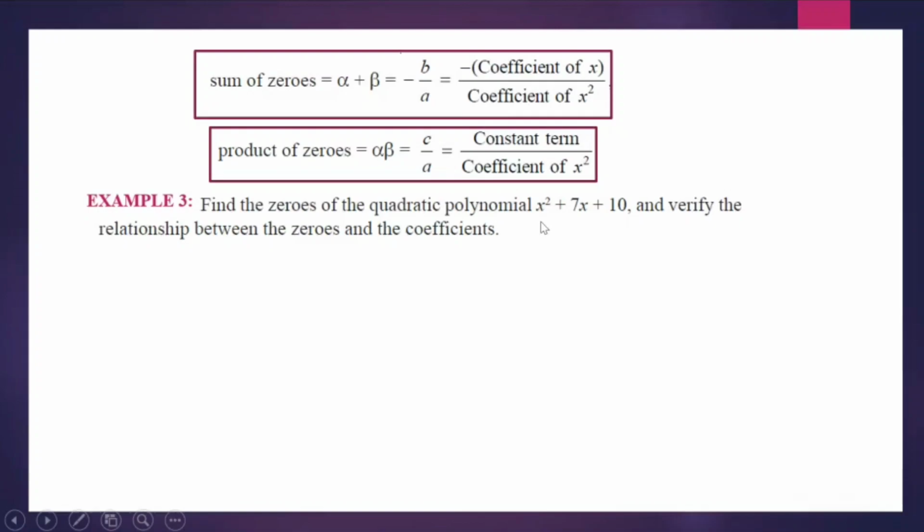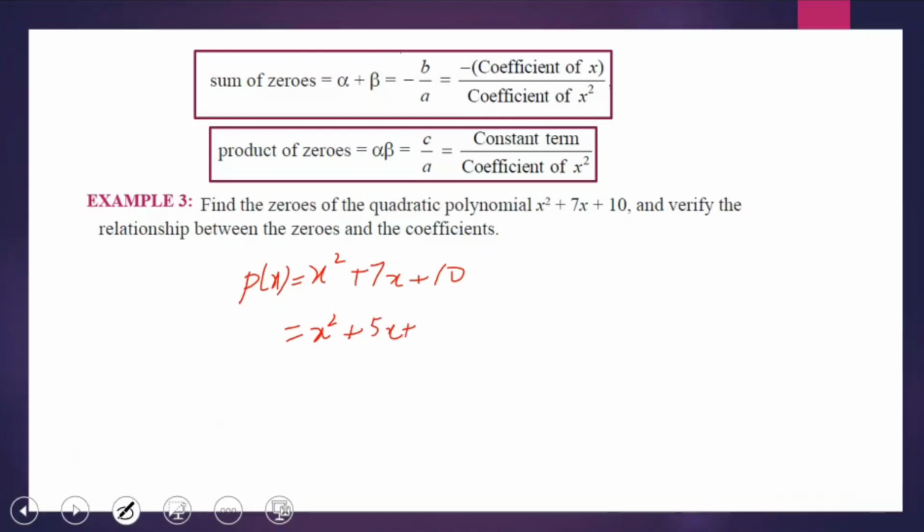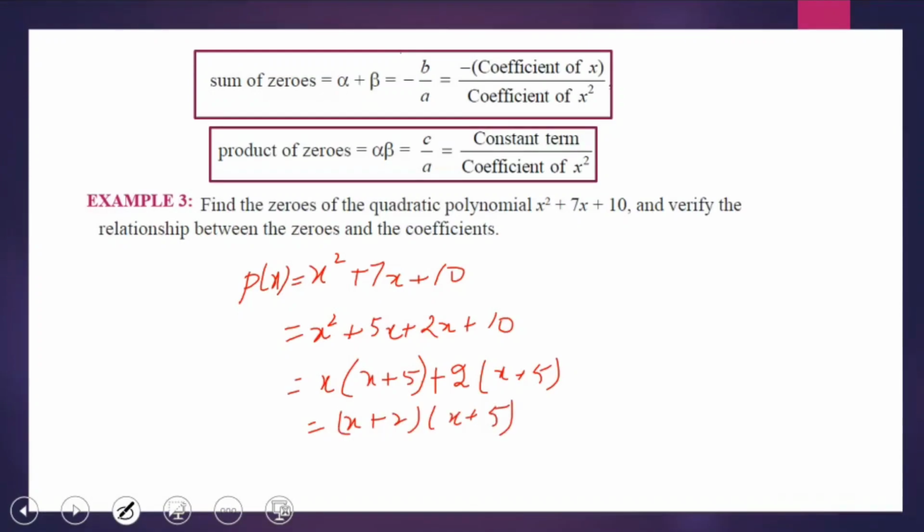First of all, we will factorize it by splitting the middle term. If p(x) is this polynomial x square plus 7x plus 10, I can factorize it very simply: x square plus 5x plus 2x plus 10. I take x common from here, I get x plus 5. I take 2 common from here and I get x plus 5. So it factorizes to x plus 2 into x plus 5, right? So what are the zeros? The zeros will be minus 2 and minus 5.